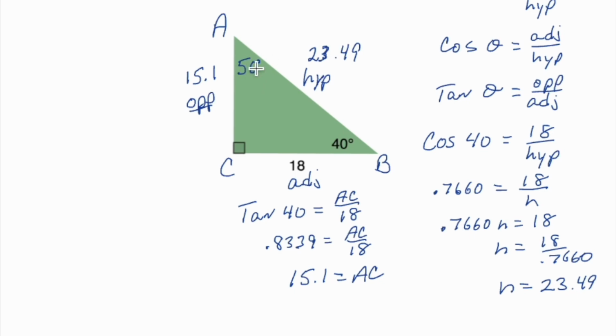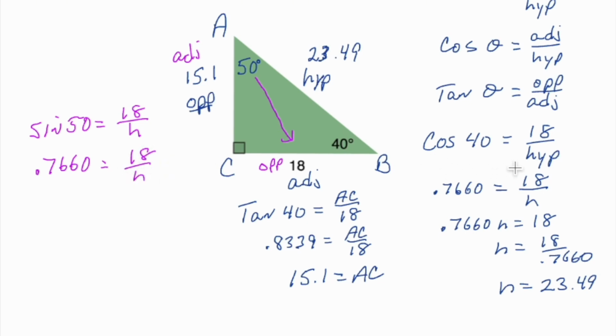Let's say we wanted to start with the 50, and we had the 18. Well, in that case, this is going to be the opposite. This is going to be the adjacent, and this stays over here as a hypotenuse. So if I wanted to do like the sine of 50, the sine of 50 is equal to the opposite, which is 18, over the hypotenuse. And the sine of 50 is the same as the cosine of 40. So that's going to be 0.7660 equals 18 over h. And then we solve it the same way we have this. And if you notice, it's the same exact problem from there on in. So h is about 23.49.